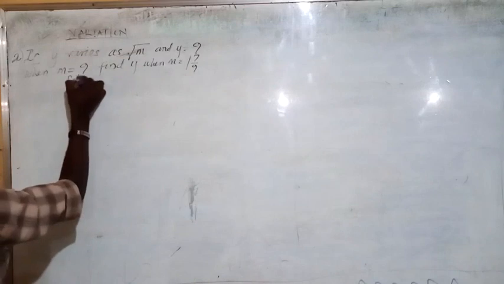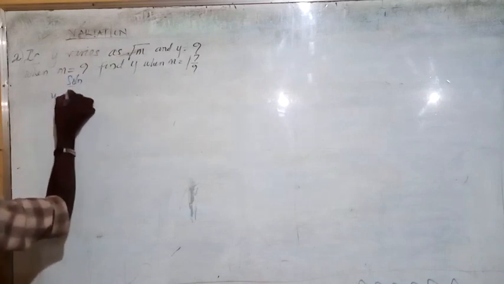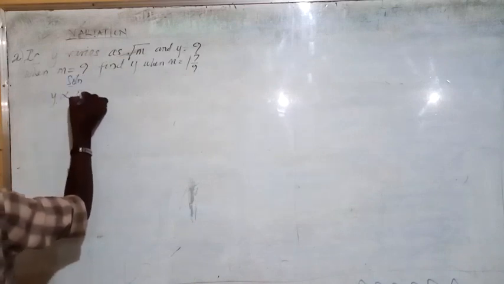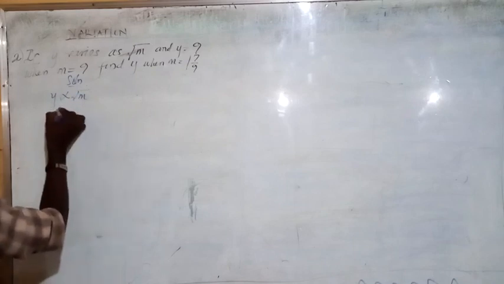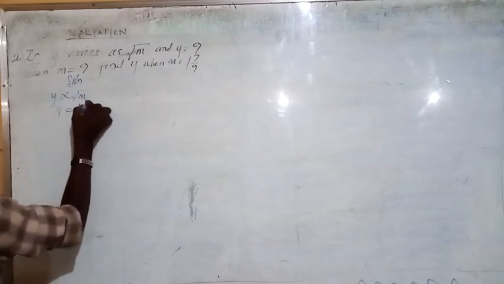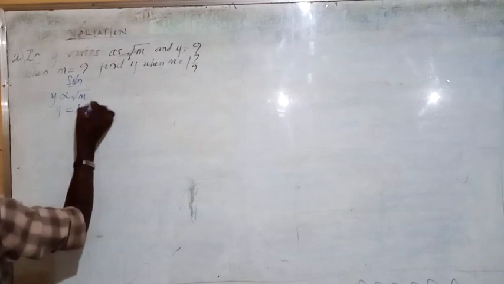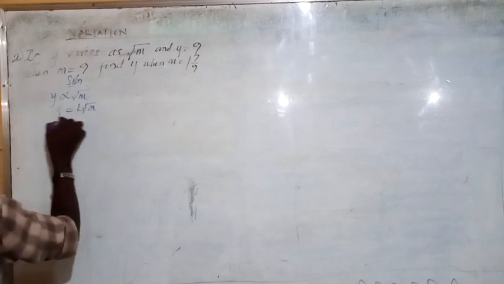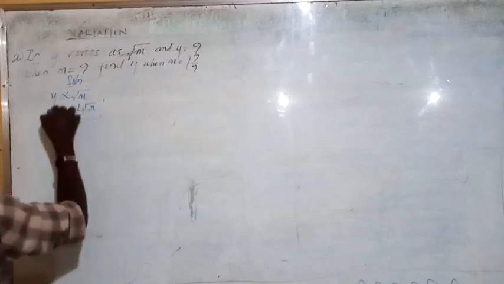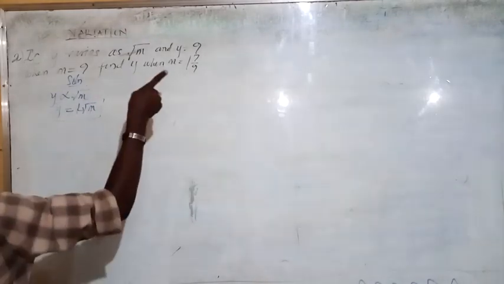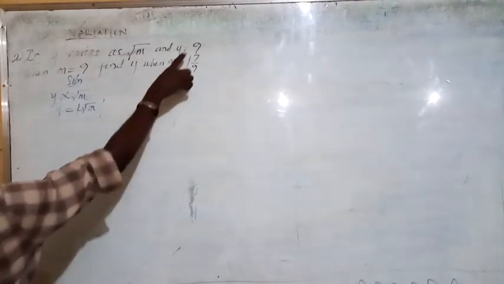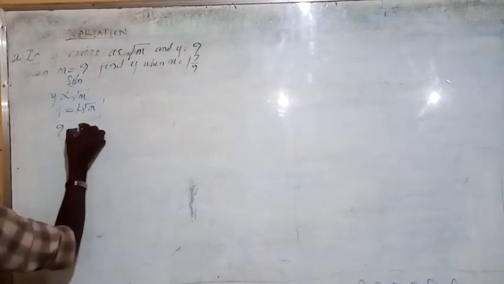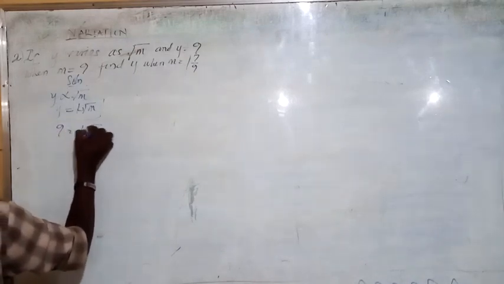So solution, we have y varies directly as square root of m, the same way. So we are going to go on to say y is equal to k times square root of m. So this is the equation. Now it says y equals 9, so we have to solve for this constant. y is 9, m is 9. So 9 equals k root 9.